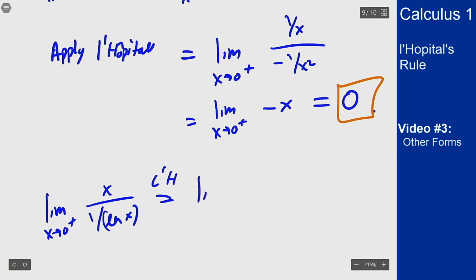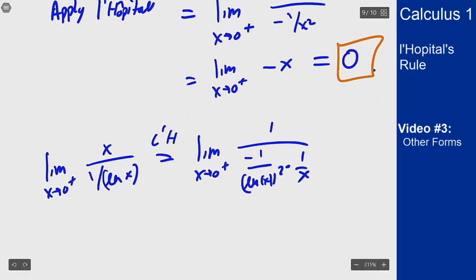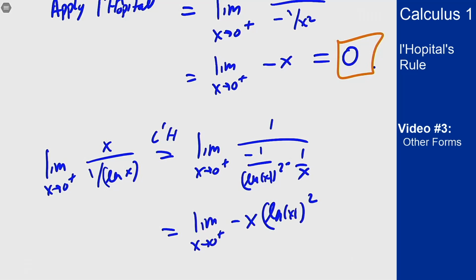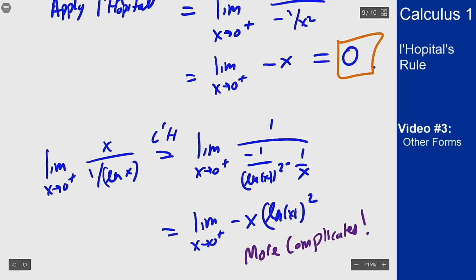Well, I'm going to get the limit as x goes to 0 from the right of 1, that's easy, divided by, what do I get here? I get a negative 1 over log of x squared times a 1 over x, which if I manipulate that becomes the limit as x goes to 0 plus of negative x log of x squared, which is actually more complicated than what I started with. That's really bad. That's not the way you want to go with this because that's going to make it harder or impossible to find a limit that way.